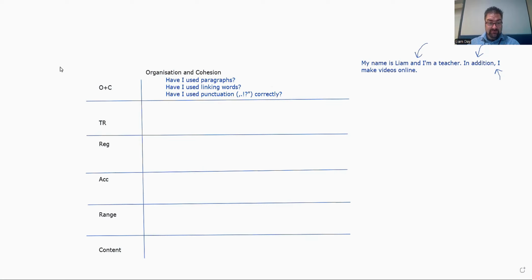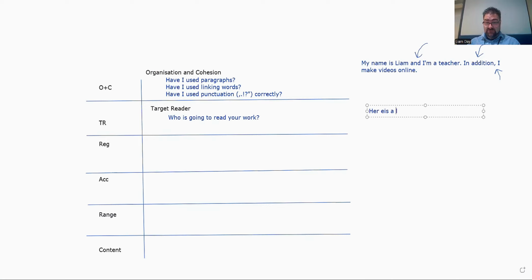Next one. TR, that is target reader. Whenever you do a task, you have to imagine that it's real. So even if you're in an exam, when I ask you who is going to read your work, don't say the examiner, because it might be that you have something that looks like this.